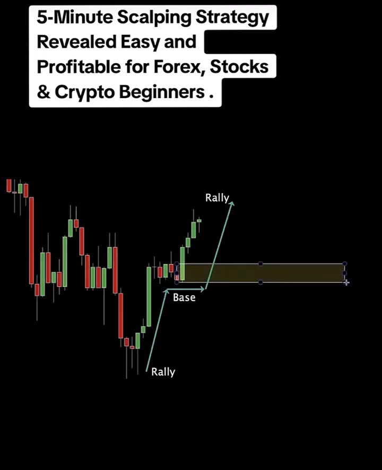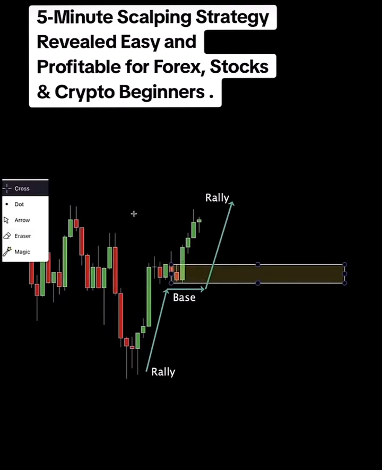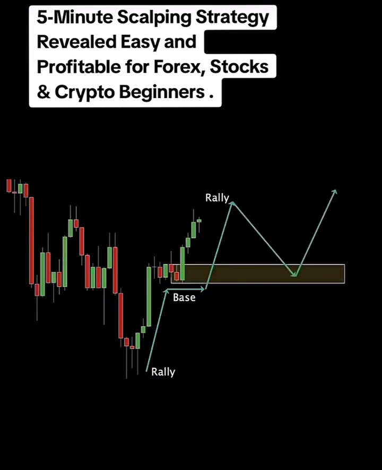What we're looking for here is the next move, the second rally. When the price breaks out of the base, that's our confirmation that buyers, led by smart money, are still in control. As scalpers, our focus is to catch the move when the price returns to retest the base. That's where we can enter quickly, ride the continuation, and exit just as fast with profits in hand.